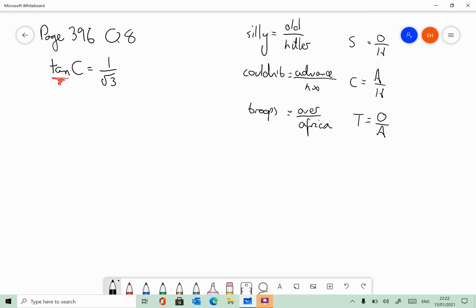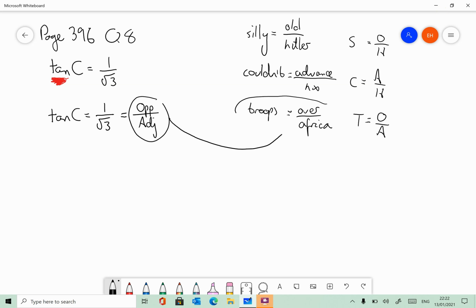Now, we have tan over here. I realize you can't see my mouse cursor, so you don't know what I'm pointing at. So I know that tan of C is equal to 1 over root 3. That's given in the question, but that's also equal to opposite over adjacent. And I get this from the over Africa part.